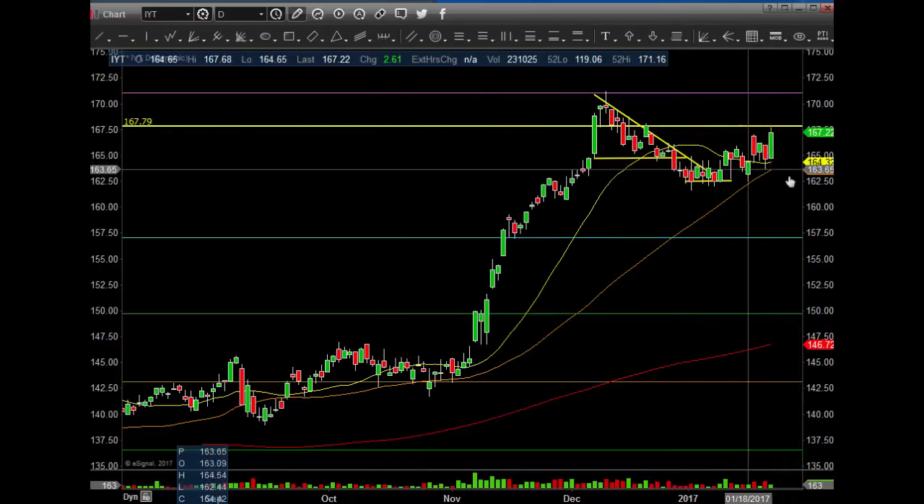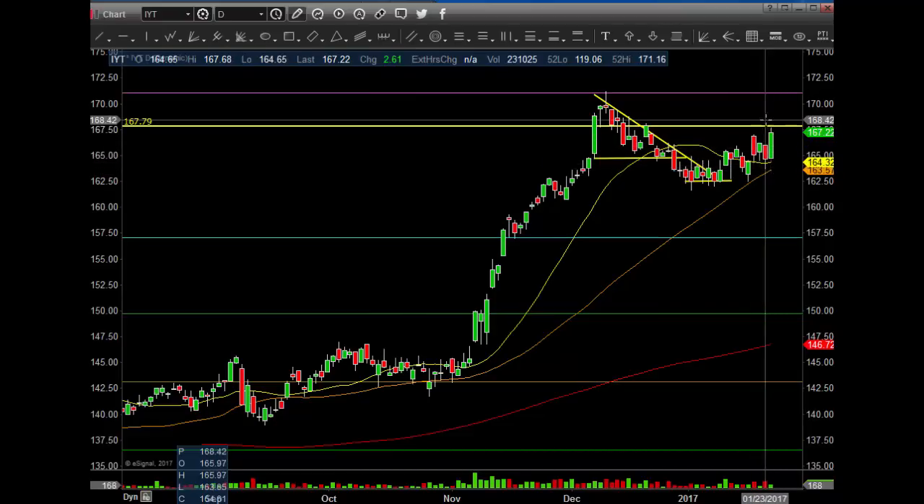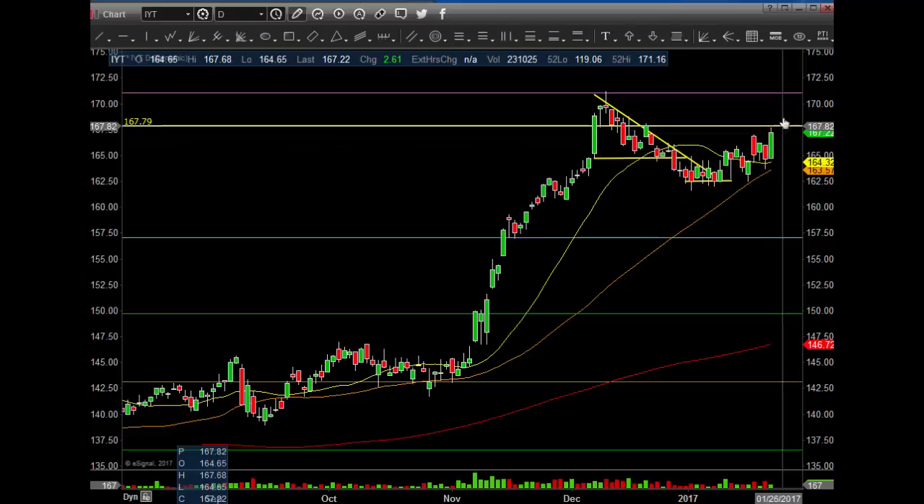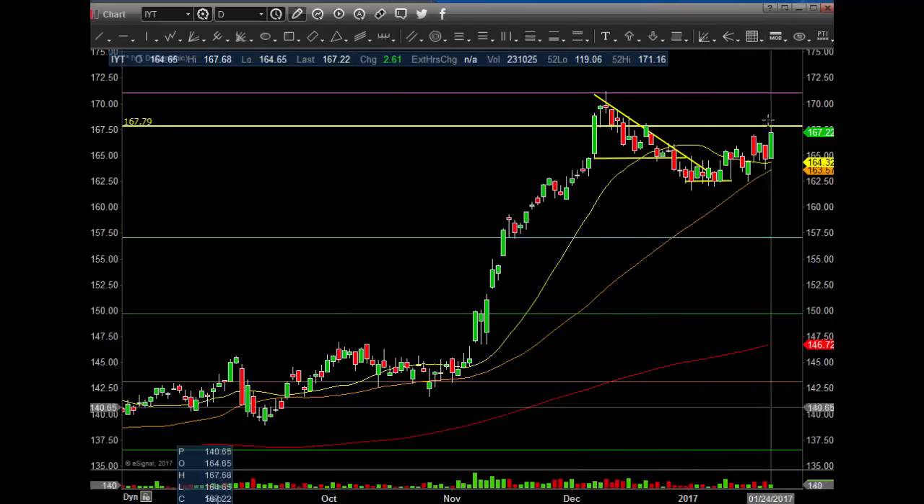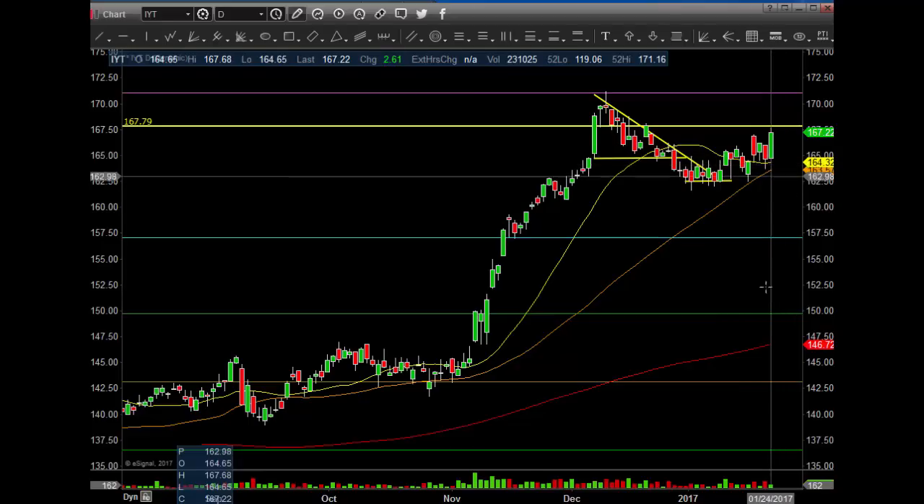So again, daily chart, or no, I'm thinking of the weekly. This will take another couple of days. Let's see if this curls up in the price. And if this thing keeps moving up and this moves up as well as price does, then man, we could go right back to that 171 area and possibly higher. But again, light volume, I want to see a little more conviction.